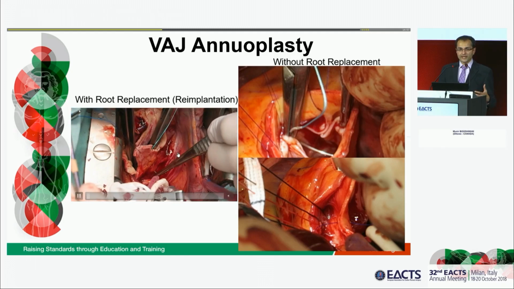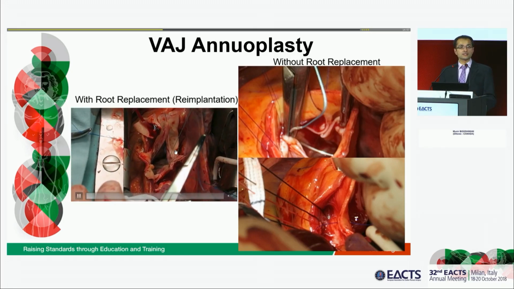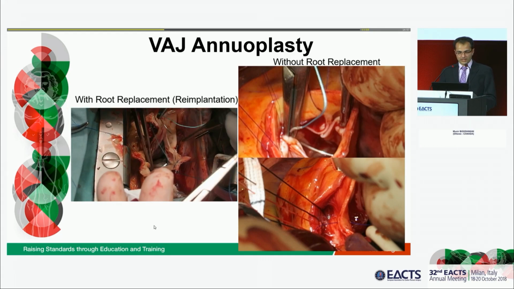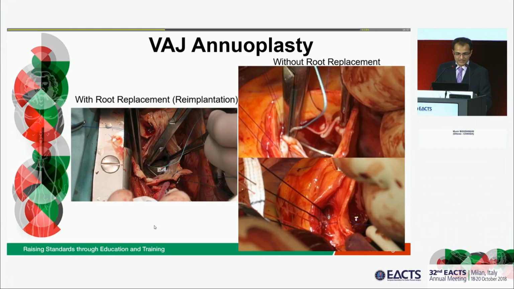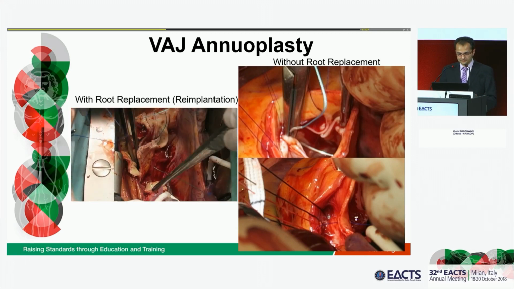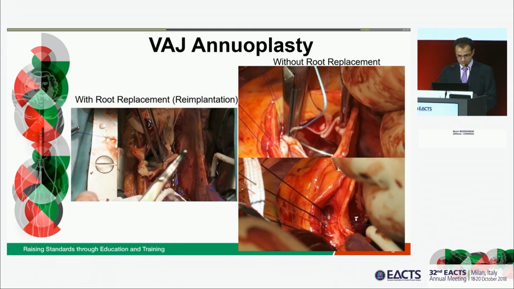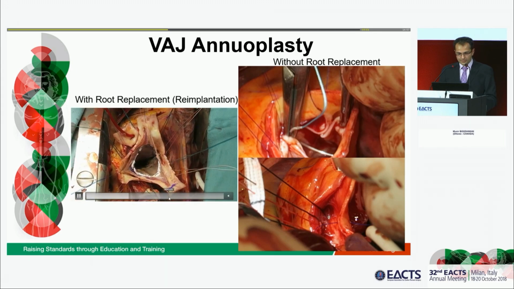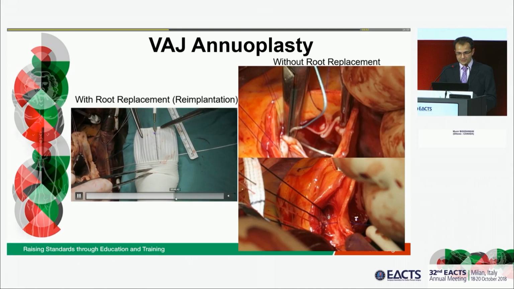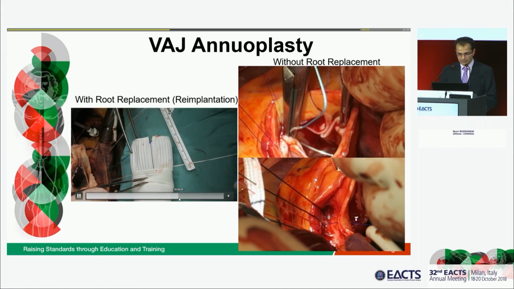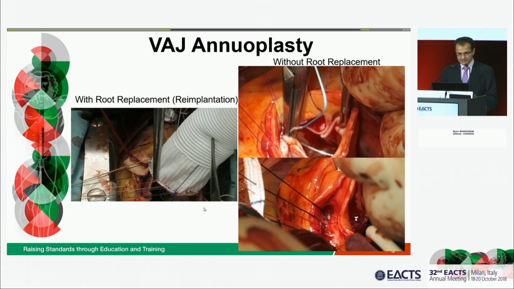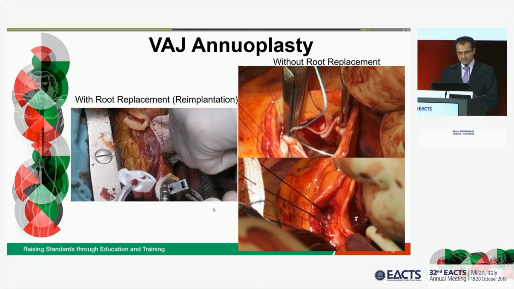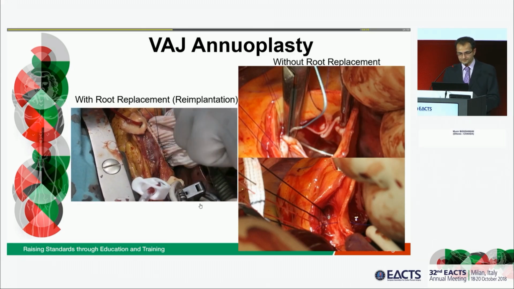To perform the VAJ annuloplasty, one approach is a reimplantation technique, and this is what's shown in the screen on the left, where two pledgeted Ethibond sutures are placed circumferentially at the level of the ventricular aortic junction. And once your graft is prepared and tailored to accommodate the external limitation at the right non-commissure, the sutures are passed through, the graft is parachuted down, and this then becomes the ventricular aortic junction annuloplasty.